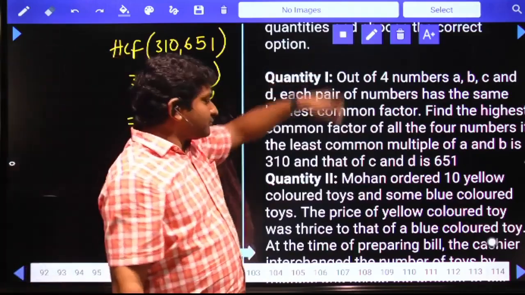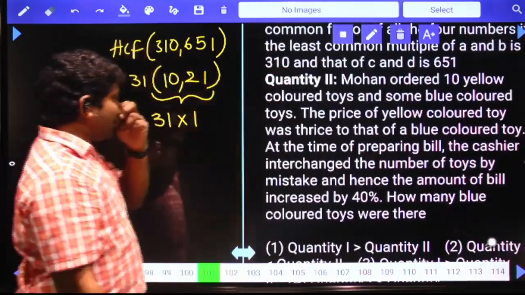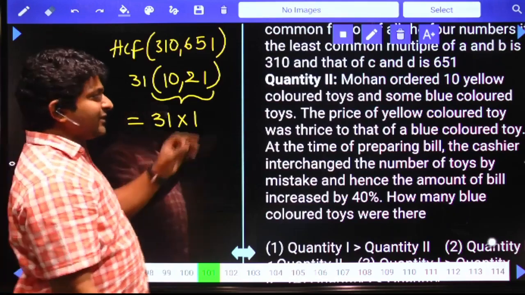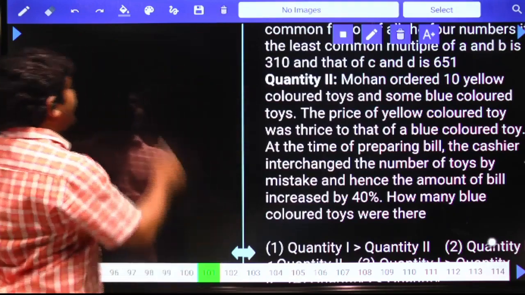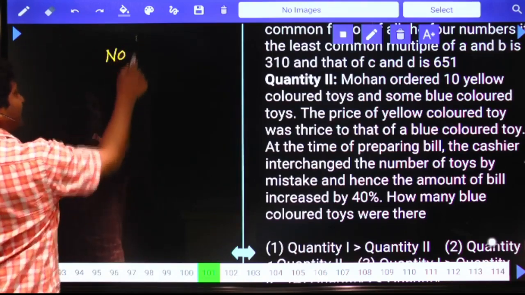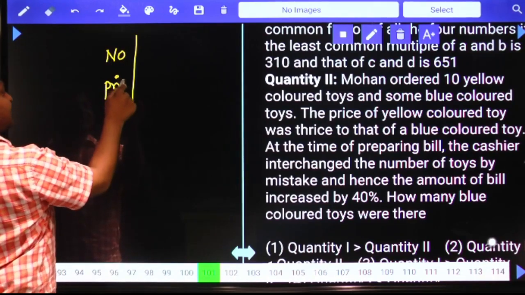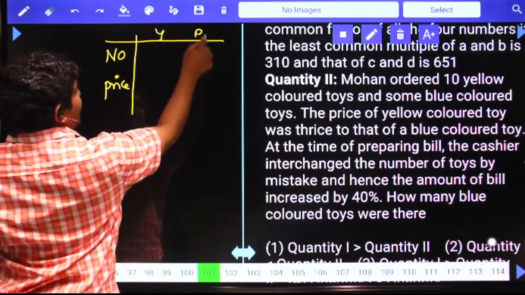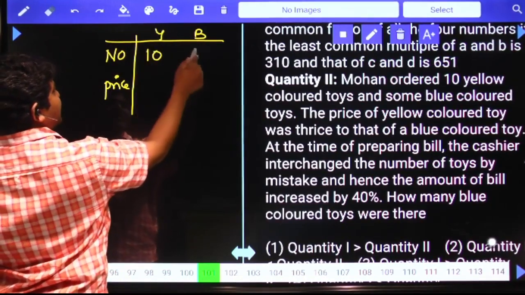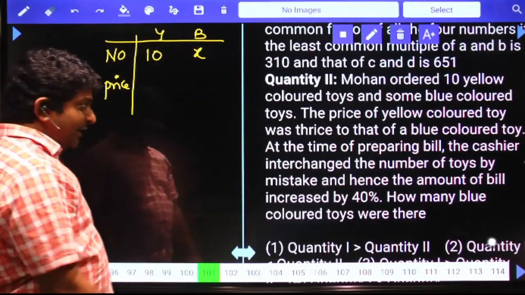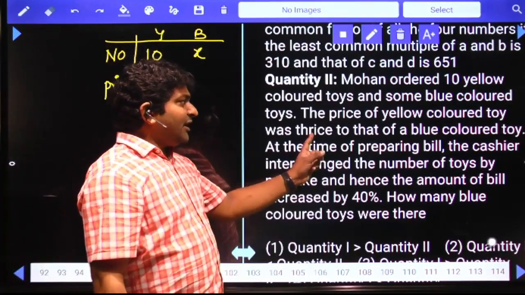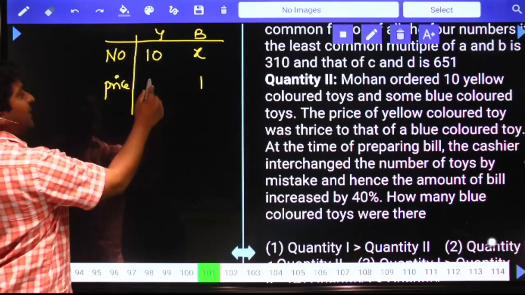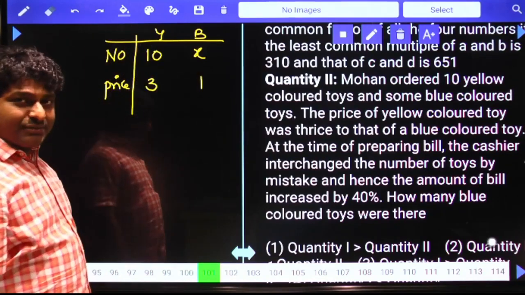Now, Q2. Mohan ordered 10 yellow colored toys and some blue colored toys. The price of yellow colored toy was thrice that of blue colored toy. Now, here number of balls and here it is about price. We have two different colors, yellow and then blue. Now he purchased 10 yellow balls and then let's say X blue balls. Price of yellow is 3 times that of blue. Let me assume blue color ball price is 1 rupee. Then yellow color ball price becomes 3 times of it.